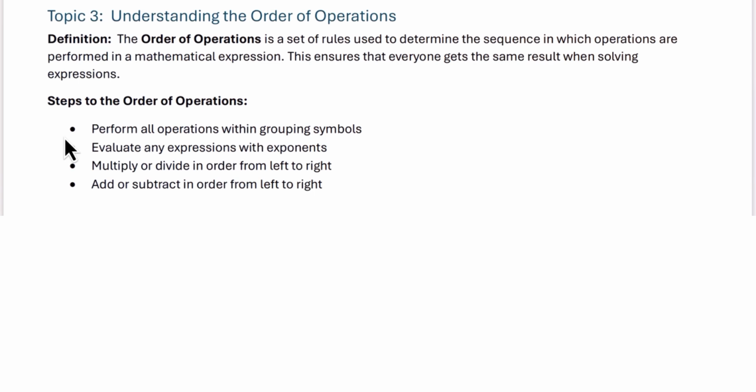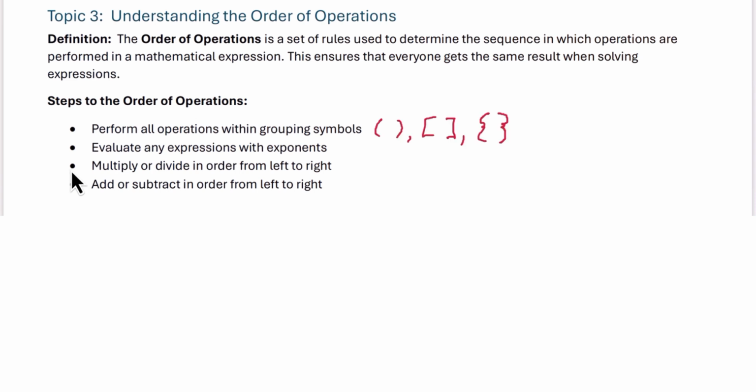There are several different kinds of grouping symbols that we'll look at. Most of the time, we'll look at parentheses, but we could have brackets or even braces. For this class, we'll mostly be focusing on parentheses, but do be aware that brackets and braces occur as well. If you ever have multiple sets of grouping symbols, you always want to start with the innermost grouping symbols first and work outward. Step 2 is evaluate any expressions that have exponents.